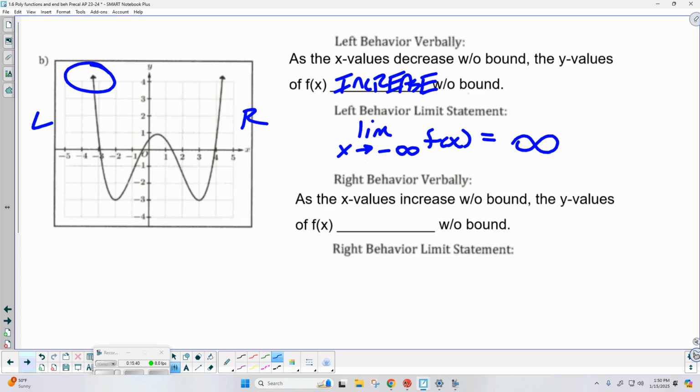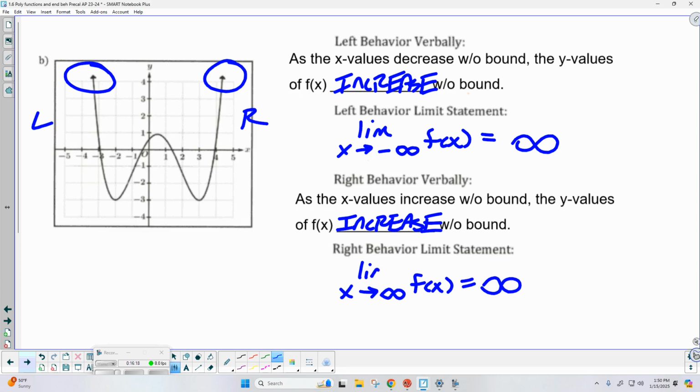As the x values increase without bound, as x approaches positive infinity, the y values of f, what? They increase. On the right side, it's curving up as well. So we're going to increase without bound. Okay. And who can tell me what to write for my limit statement? Ryan, help me out. And then we put limit on top. So the limit as x approaches infinity of f of x equals positive infinity.